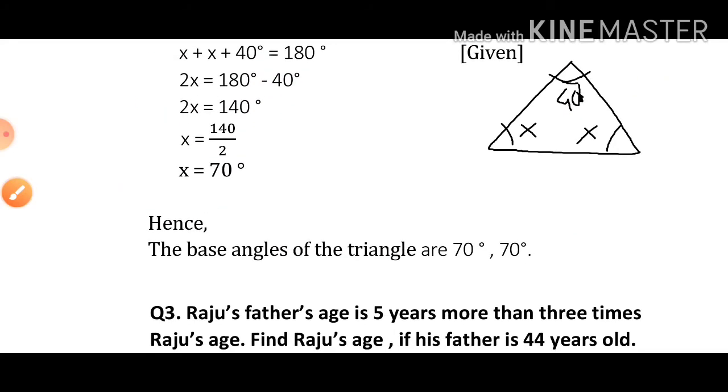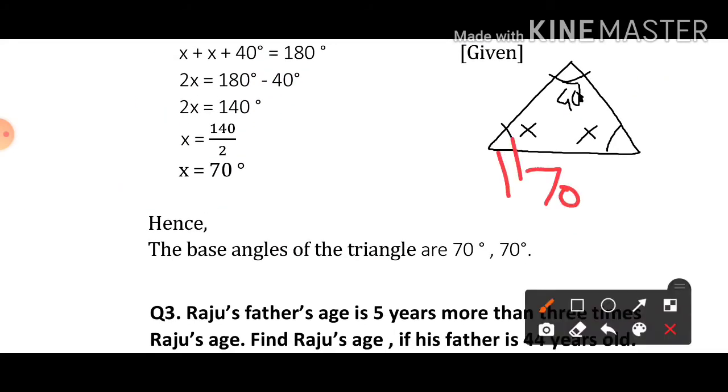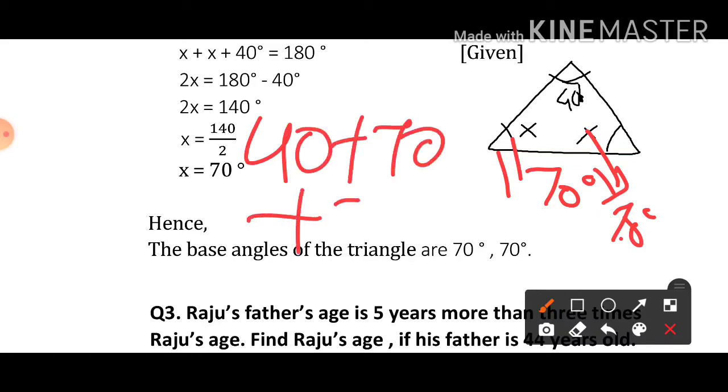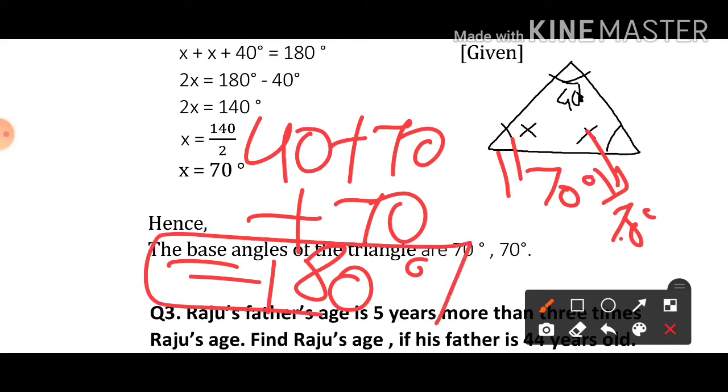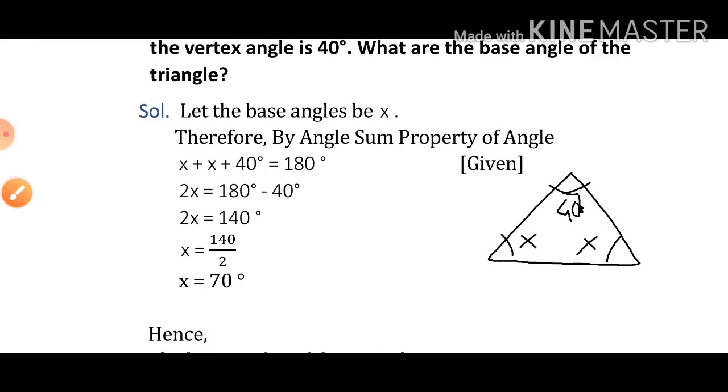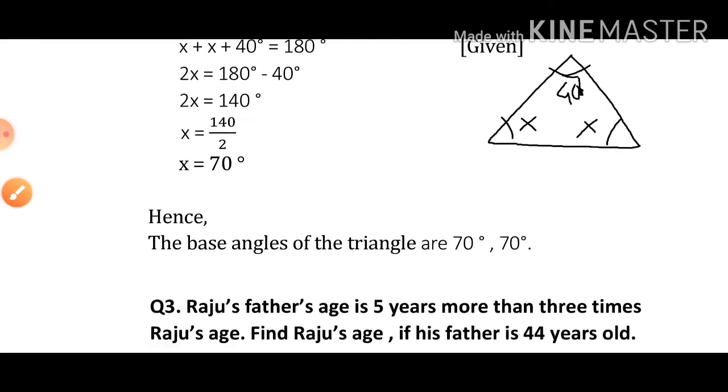So you can see that the value of this means this is also 70 degree and this one also 70 degree. And we can check that if we now add all numbers, 40 plus 70 plus 70, we'll get 180 degree. It means the sum of all the 3 angles of a triangle is 180 degree. Using this property we have solved this question.